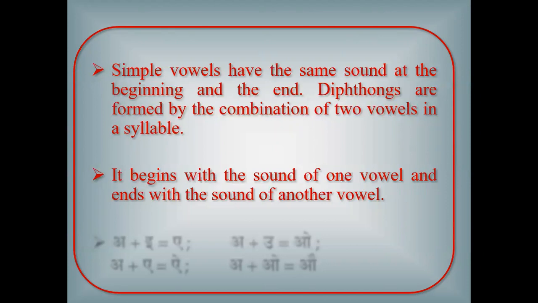Just to show you the combination: when you say Ai, it has the combination of the sounds of two vowels, A and E. A, I said, the sound comes from the throat. E, the letter E, is produced from the palate. Therefore, Ai is the combination of the two sounds, A and E, in the same order. First, the starting place of pronunciation is A, and the ending place of pronunciation is E.